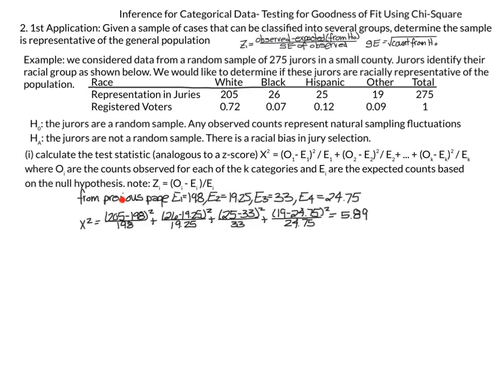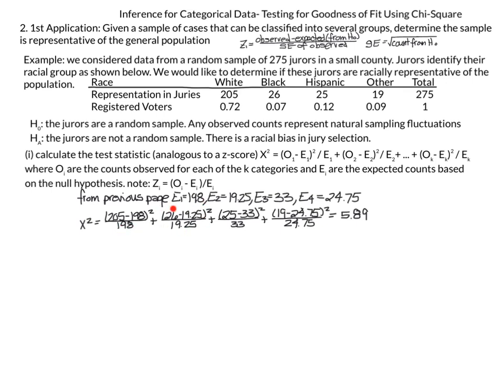On our previous slide, we had calculated the expected value for the white, black, Hispanic, and other groups. So it was 198. We expect 198 white people, 19.25 black people, 33 Hispanic, and 24.75 others. So our chi-squared is going to be our observed minus expected, squared, over expected. So our observed is 205 minus expected 198, all of that squared, over expected 198.